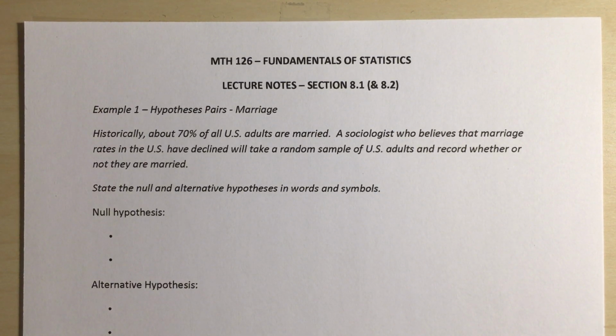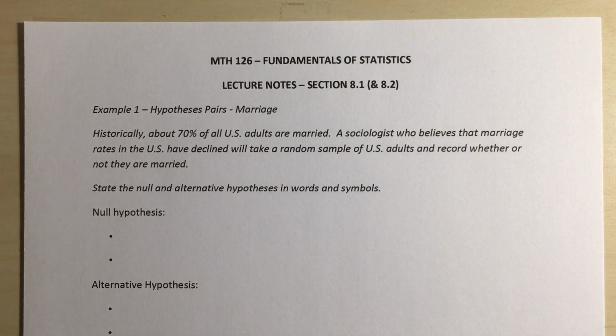Okay, so let's look at some examples of our pairs of hypotheses. Our first example: historically about 70% of all U.S. adults are married. A sociologist who believes that marriage rates in the United States have declined will take a random sample of United States adults and record whether or not they are married. State the null and alternative hypothesis in both words and symbols.